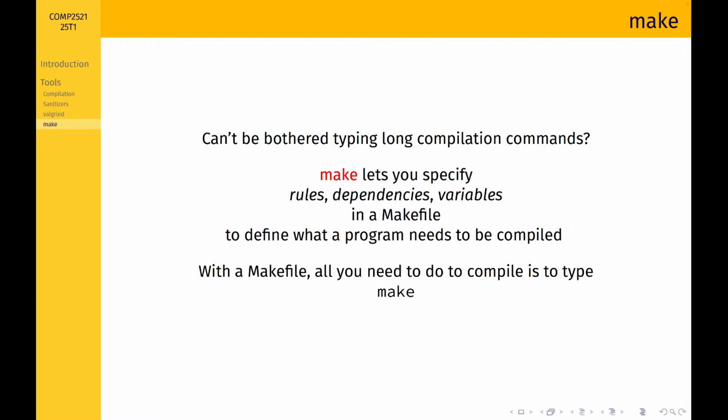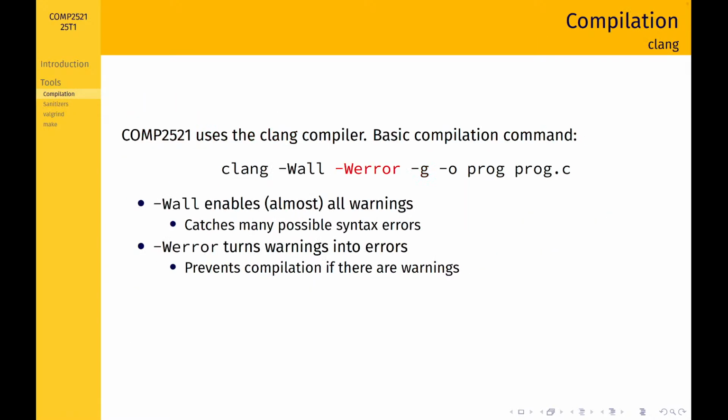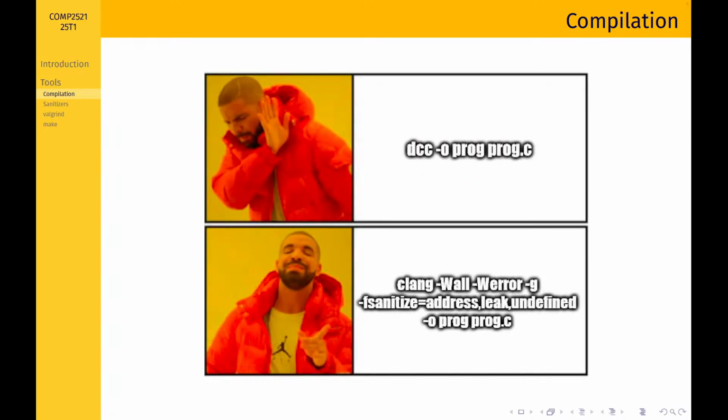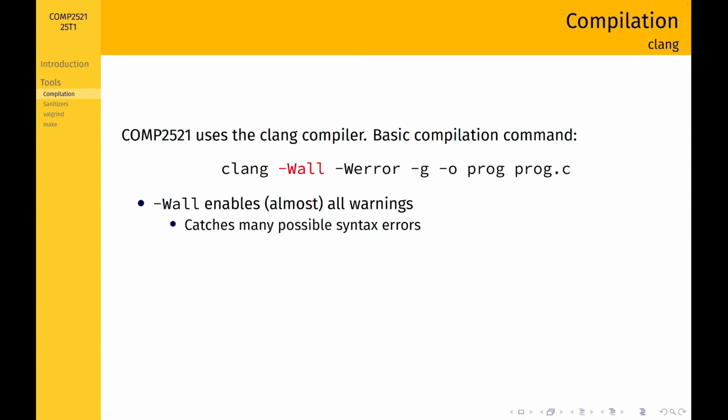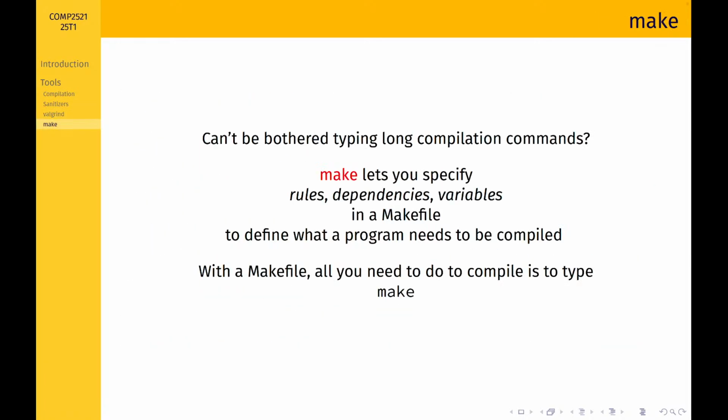Right, so in one of the previous slides, you would have seen that the compilation commands we use are pretty long, right, and annoying to type. We don't want to have to type this compilation command every time we want to test our program. So what we use in this course is make, right? And what make does is it lets us specify the dependencies of our program, right?